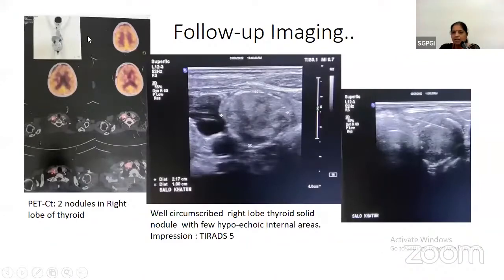Then a further workup was done, and they found this nodule in the right lobe of the thyroid. Can you see the arrow? Yeah. When they did the ultrasonography, they had this nice nodule in the thyroid, well circumscribed, with a few hypoechoic internal areas, taller than wider. They said it is TIRADS 5.